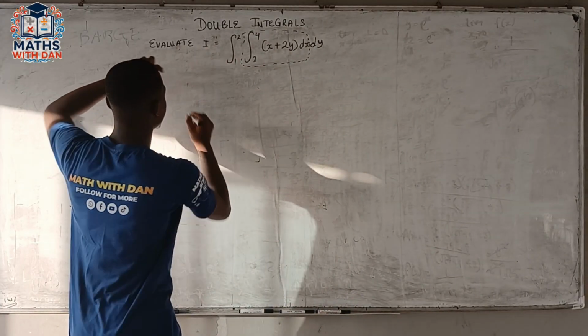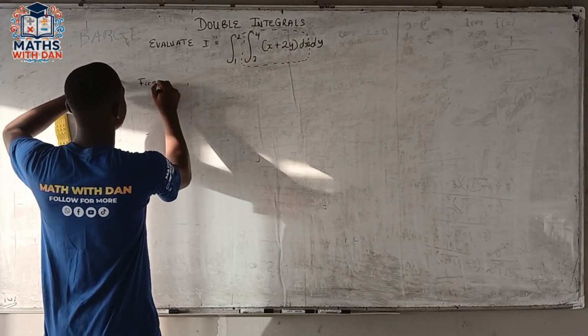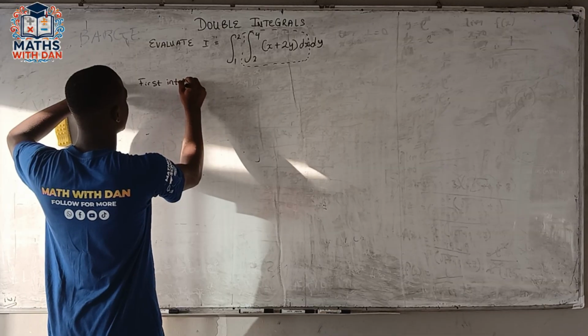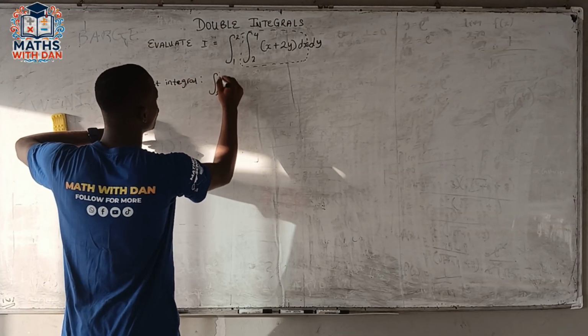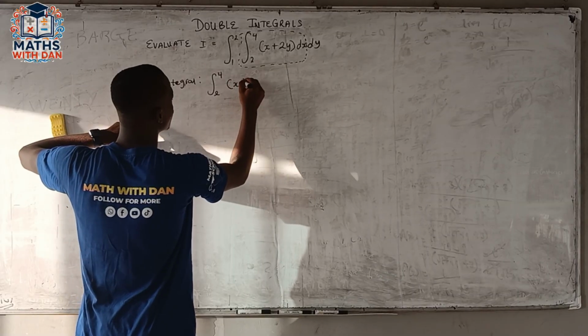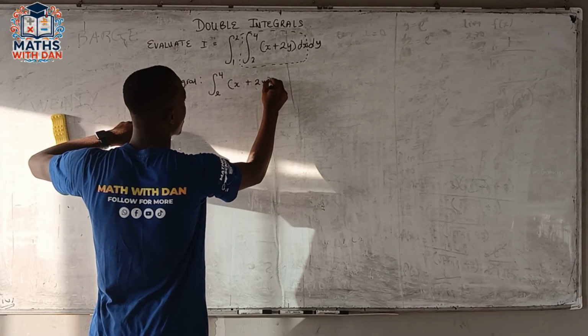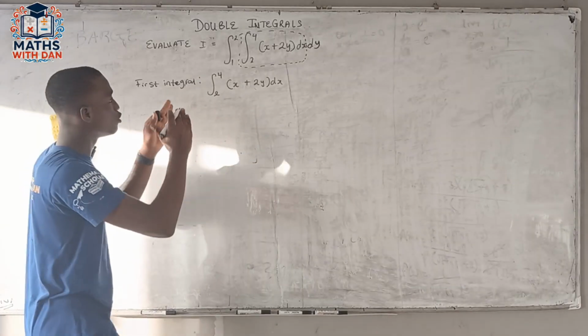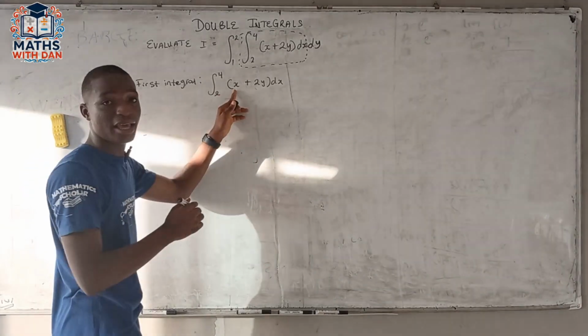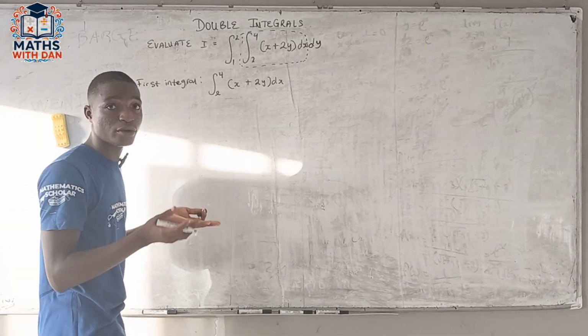So, let's write the first integral. The first integral is what? 2 to 4, then with the function of what? x plus 2y dx. I brought this down. Do you understand? So now integrating x is what? That's x squared over 2.